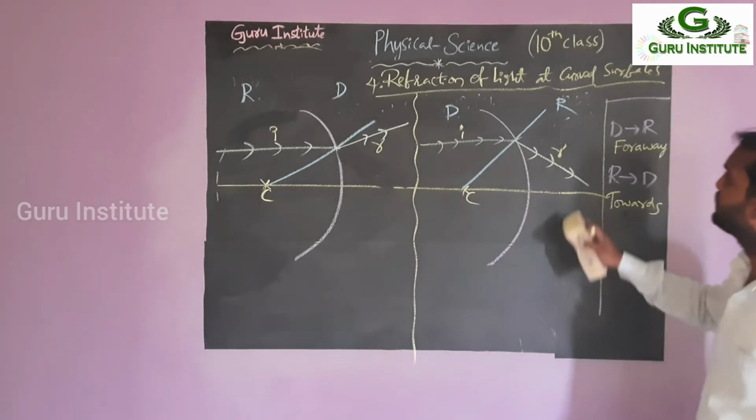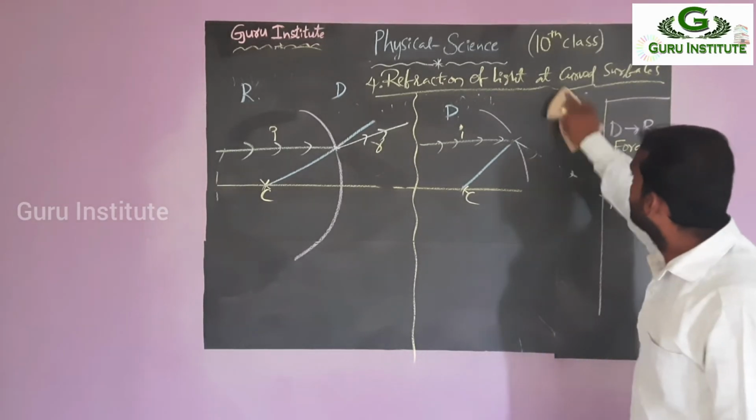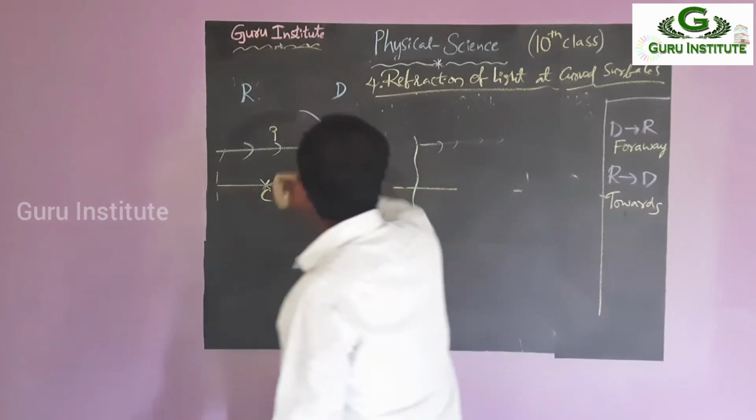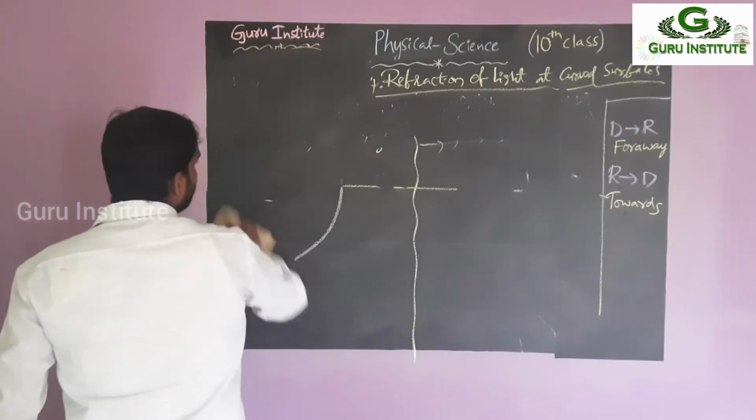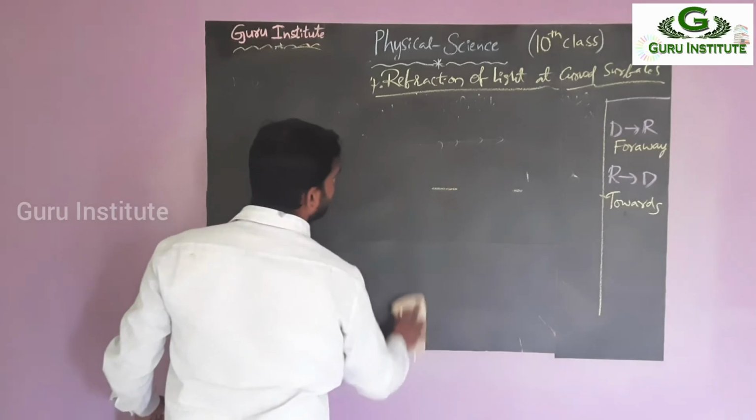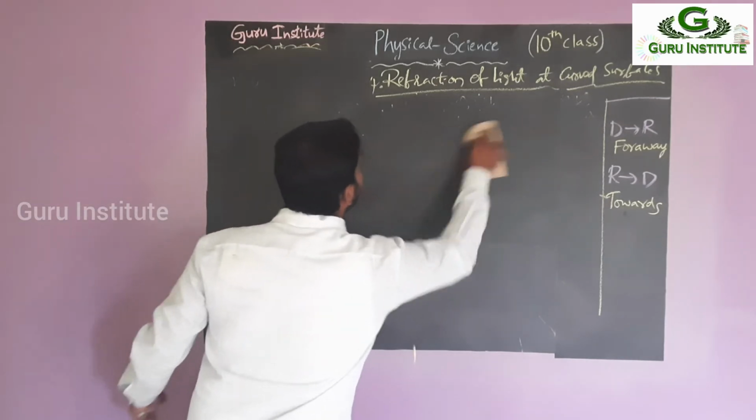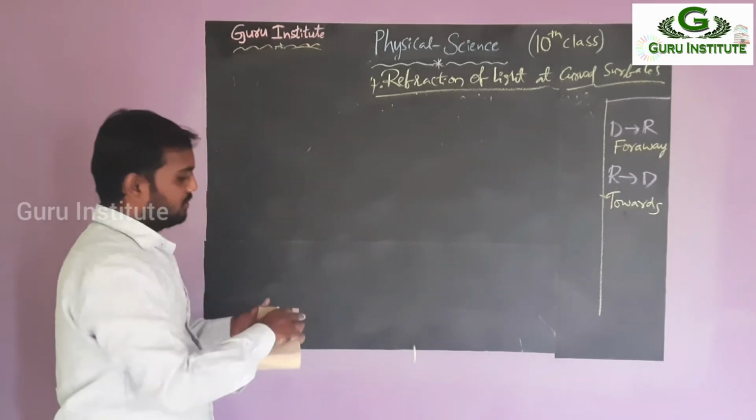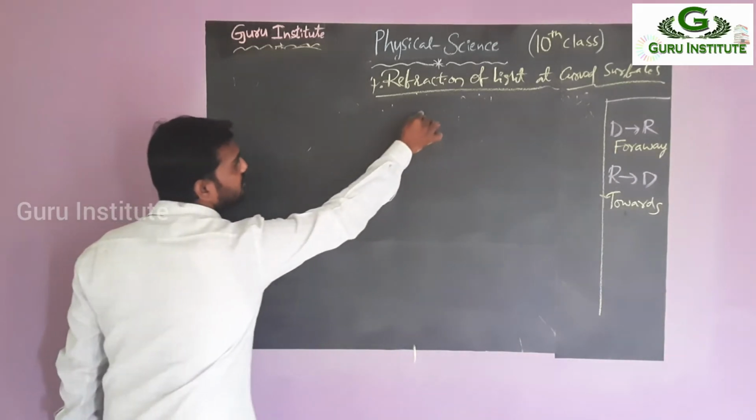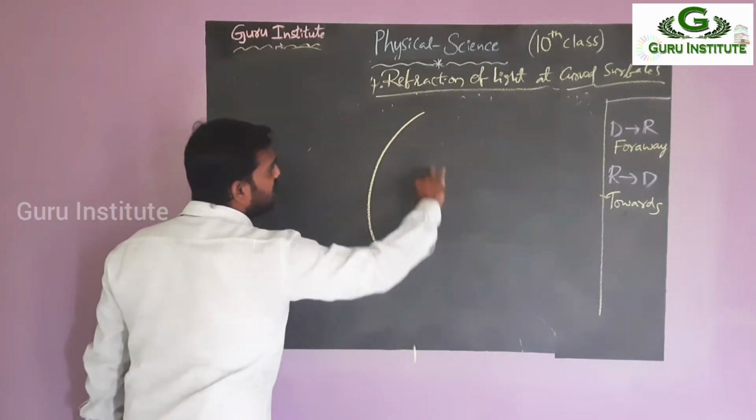Clear? Now, simply we are going to see the first one, the convex lens. Convex lens. Okay, right? See here. Observe clearly.